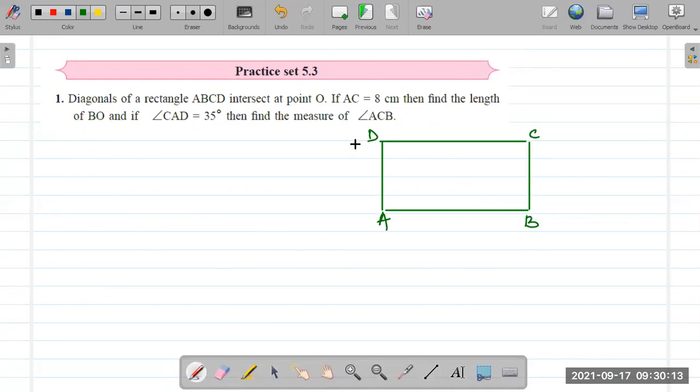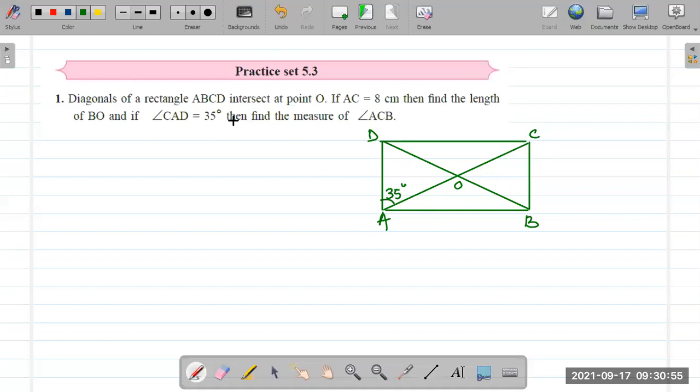Label it ABCD. And we are given that the diagonals intersect at point O. So these are the two diagonals and they intersect at the point O. And we are given that AC is equal to 8 centimeters. Then find the length of BO. And we are also given that angle CAD is 35 degrees. Let's label angle CAD. This angle is 35 degrees.